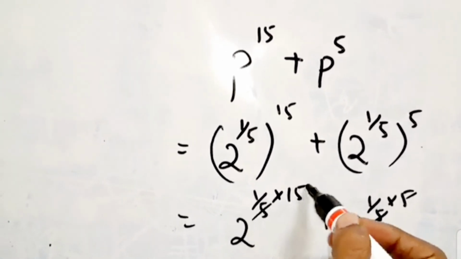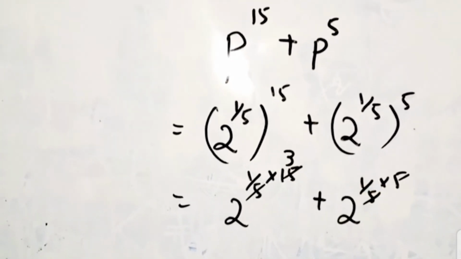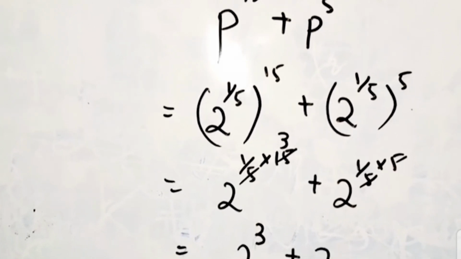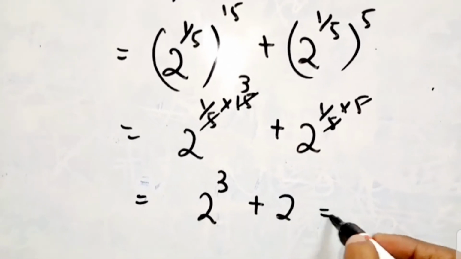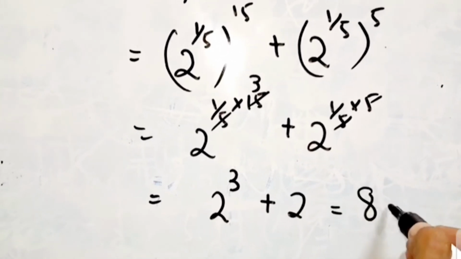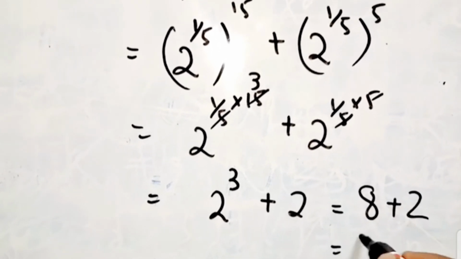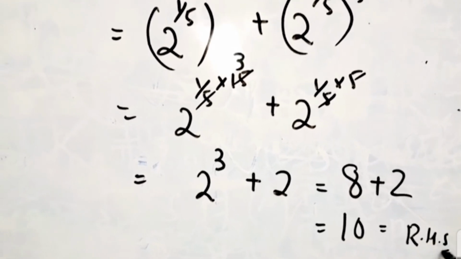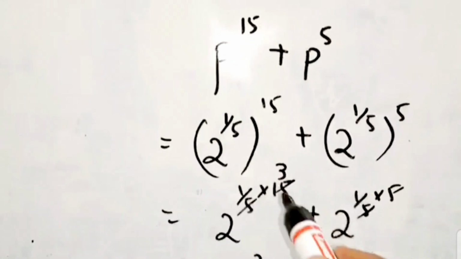This 5 gets cancelled with 15, 3 times. So we will get 2 to the power 3 plus 2, which is nothing but 2 to the power 3 is 8 plus 2, and that is nothing but 10. And this we get as the RHS, means right hand side, as required. Hence 2 to the power 1 by 5 is our answer.